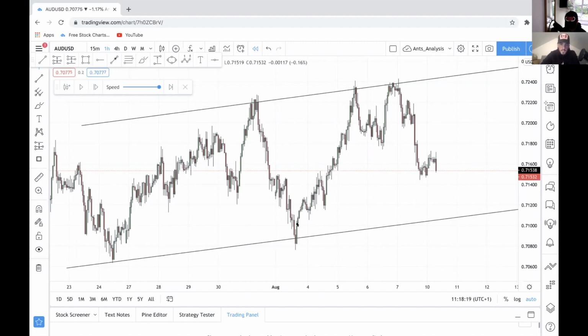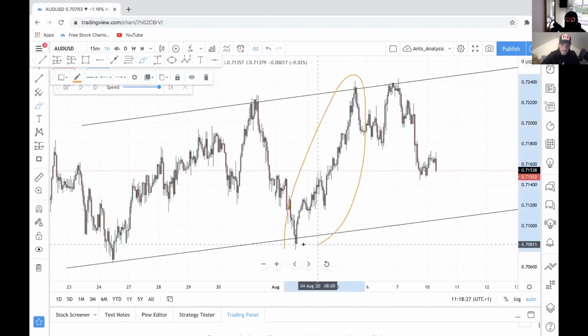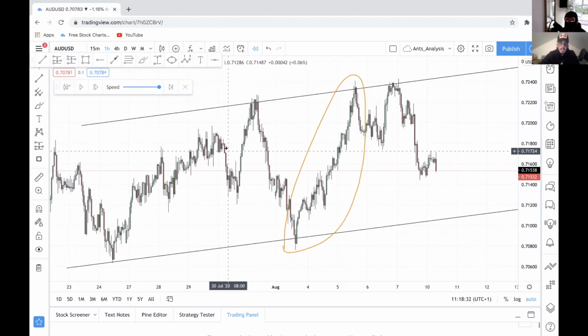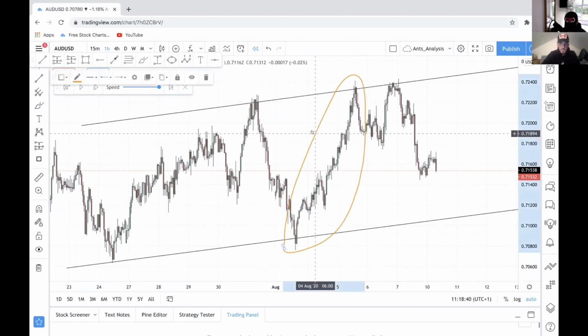So just going off this example, we can clearly see that the market is uptrending and we're trading within this ascending channel. And we can see that the market has just had this impulsive move to the upside. And as traders, we should know that the market likes to move in impulses and corrections. So we know that after an impulsive move like this, the market is likely to form some sort of correction.